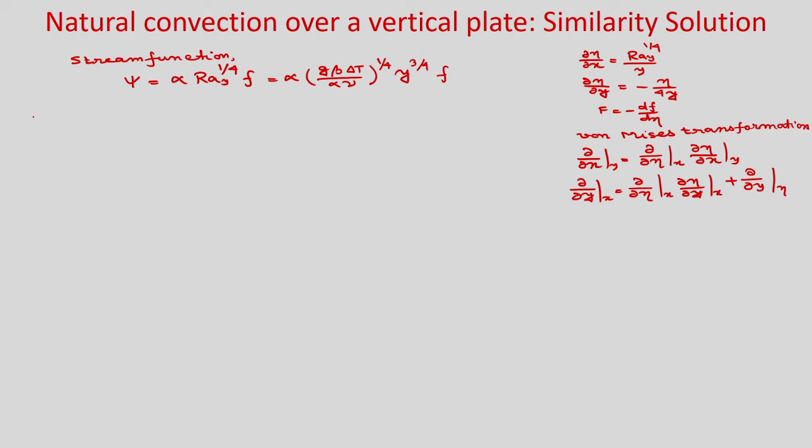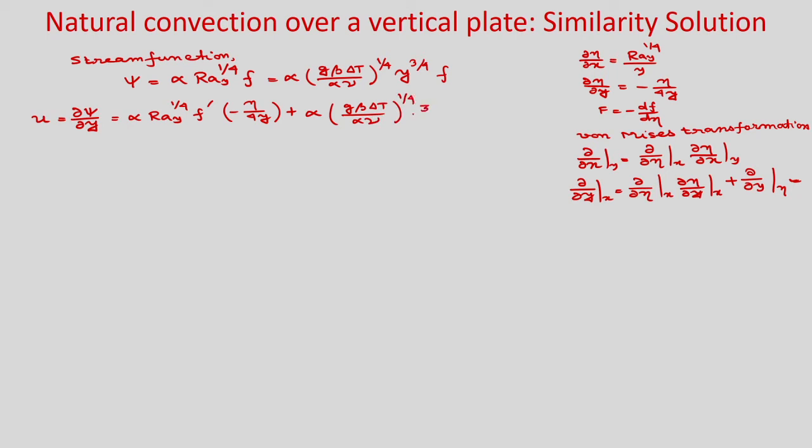So, now velocity u you can write as del psi by del y. Okay. And for del psi by del y, you have to use this transformation. If you use this transformation, you can see, del psi by del eta you can write as alpha Ra_y to the power 1 by 4 f prime. Then we have del eta by del y, which is minus eta by 4y, plus, now you have del psi by del y. So, you can use it: alpha g beta delta t by alpha nu to the power 1 by 4.